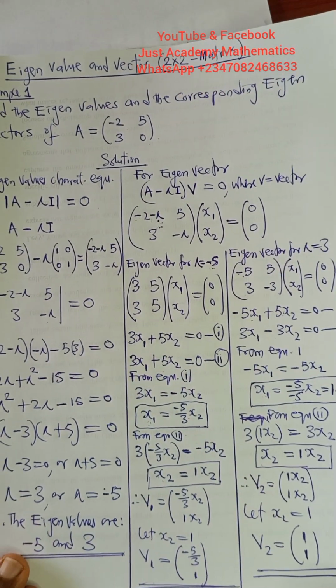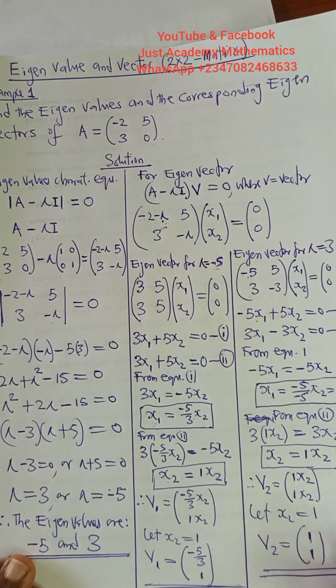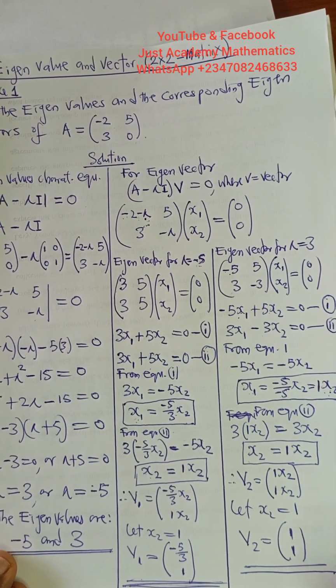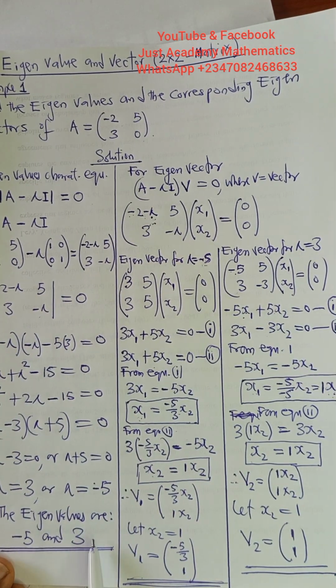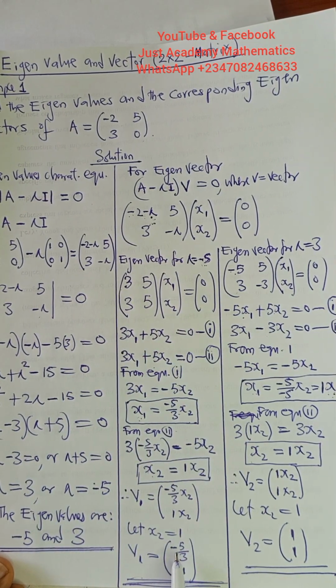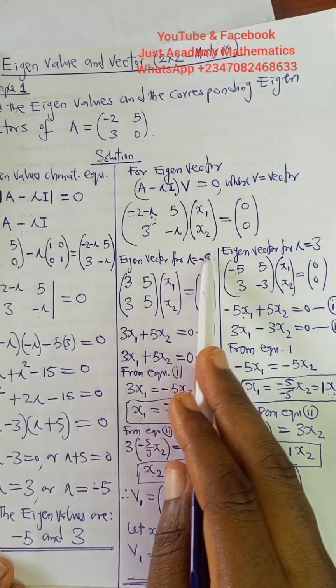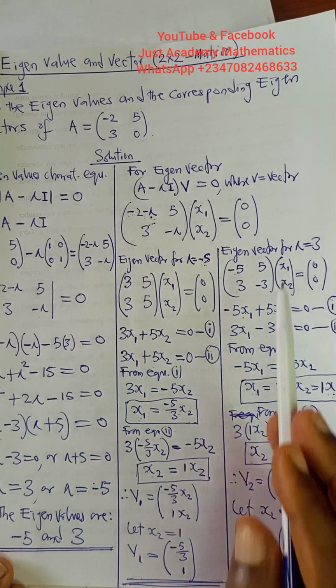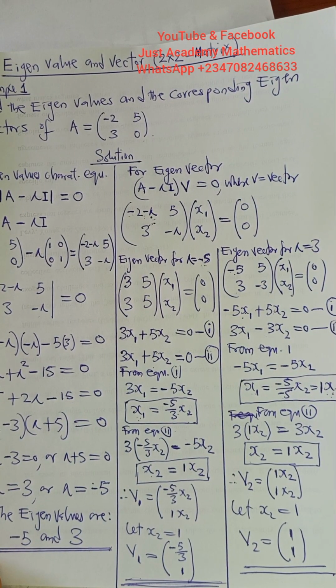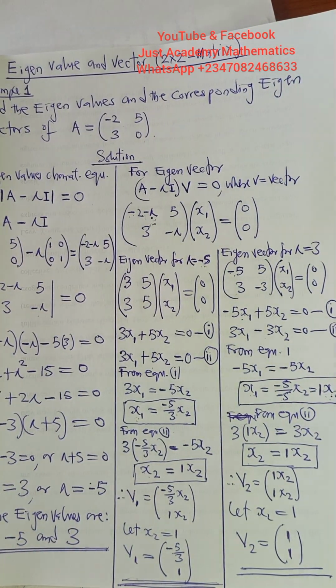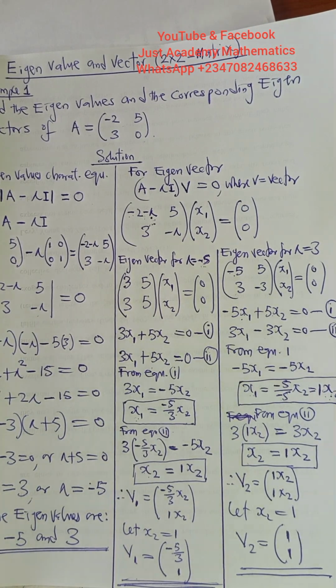So in other words, this is the conclusion. The eigenvalues are -5 and 3. The eigenvectors are -5 over 3, 1, and 1 and 1. The vector for the eigenvalue of -5, this is the vector. The vector for the eigenvalue of 3, this is the vector. Okay, that is it for that one.